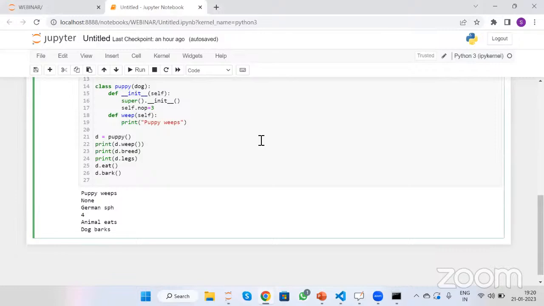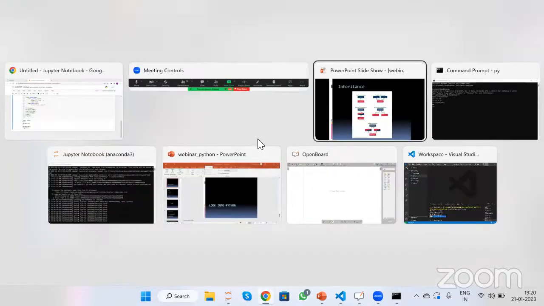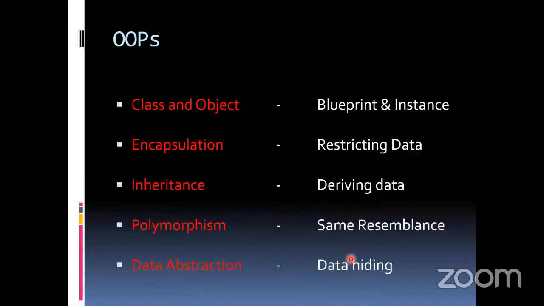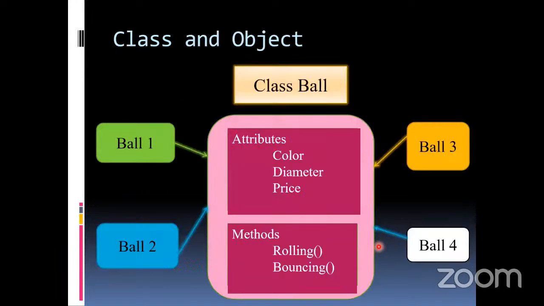So this is about inheritance, and now this is polymorphism. There are four ways to access the polymorphism concept. Basically, polymorphism means it resembles the same. Whatever resembles the same is considered under polymorphism. In simple terms, I will explain it.